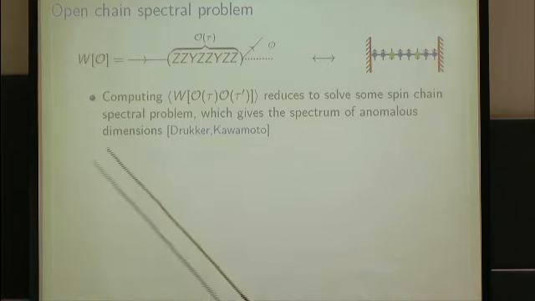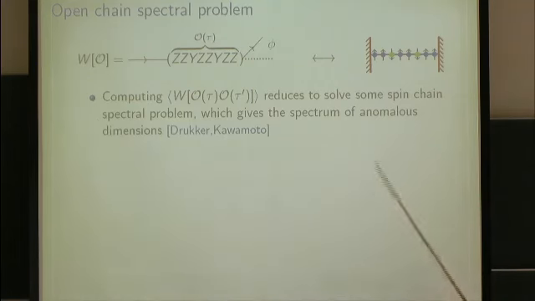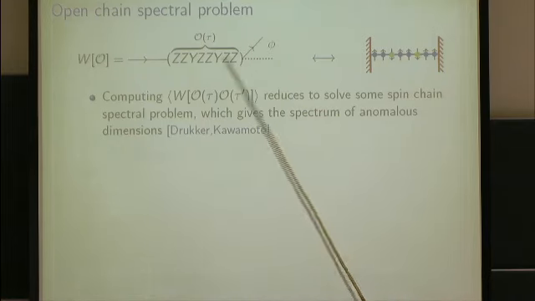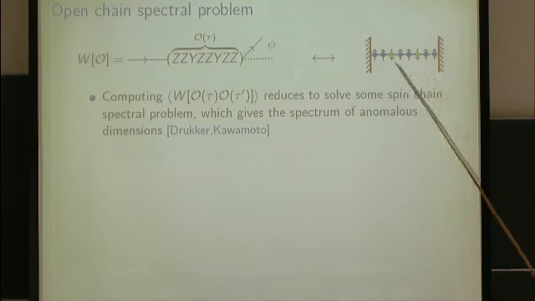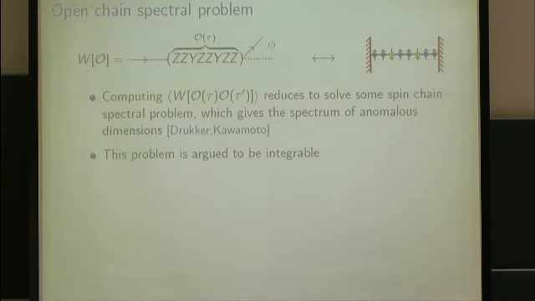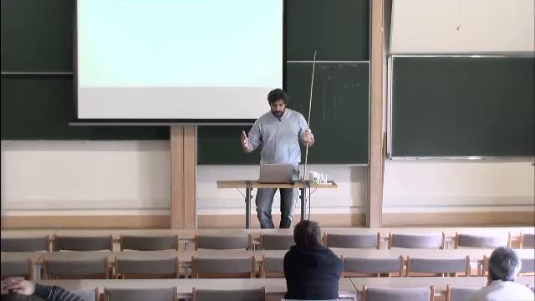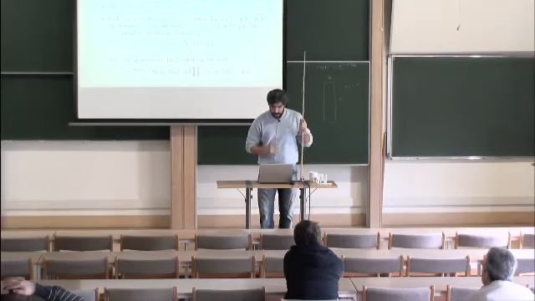Then, if you compute the expectation value of such a Wilson loop with two of those insertions, you have to renormalize these operators you are inserting, and then there is a mixing you have to diagonalize. So this mixing problem reduces to the diagonalization of a spin chain with open boundary conditions. This was done by Drukker and Kawamoto to one loop in a certain sector. And this problem, in that case and maybe in the more general case, can be argued to be integrable. If you have an integrable spin chain, you can solve it using the Bethe ansatz.